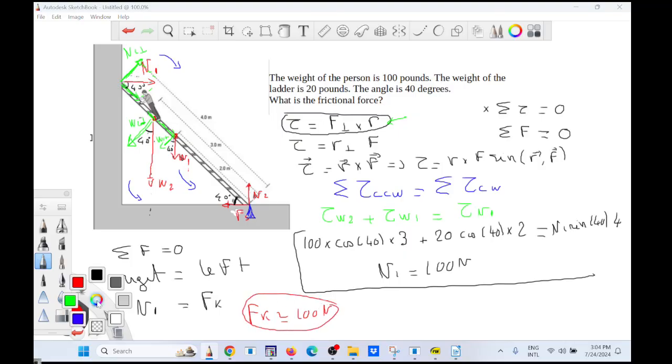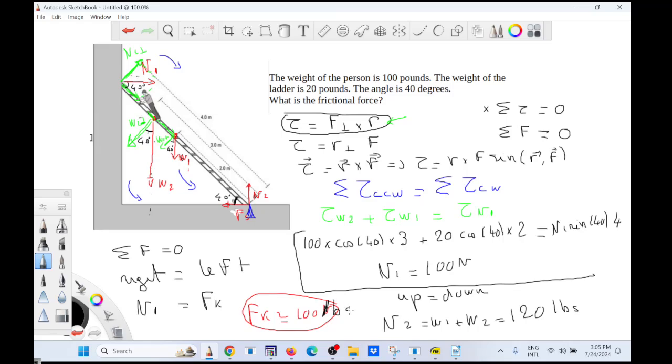Now you can also say that up equals down. So in that case you have N2 equals W1 plus W2, which is 120 pounds. And I made a mistake here. That will be in pounds. 100 pounds, sorry. So this is also in pounds because everything else is in pounds. So the unit is pounds for force. Okay.